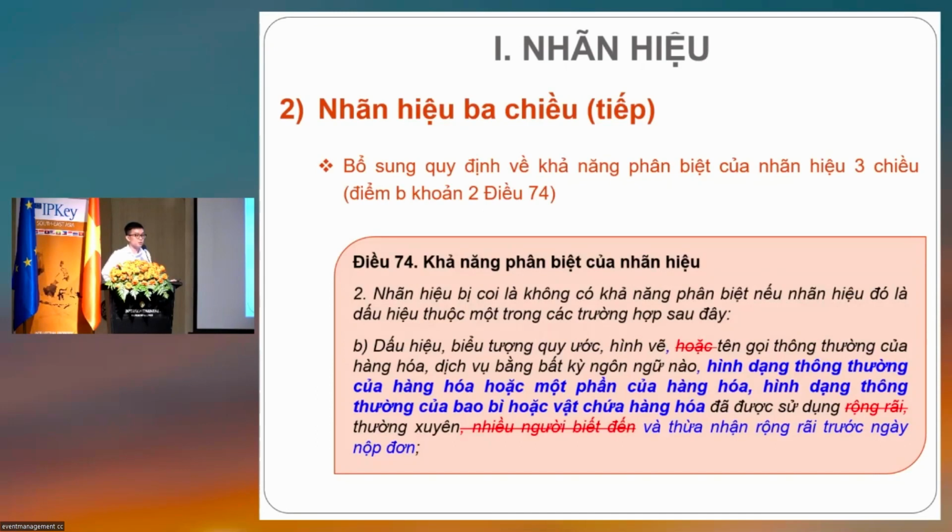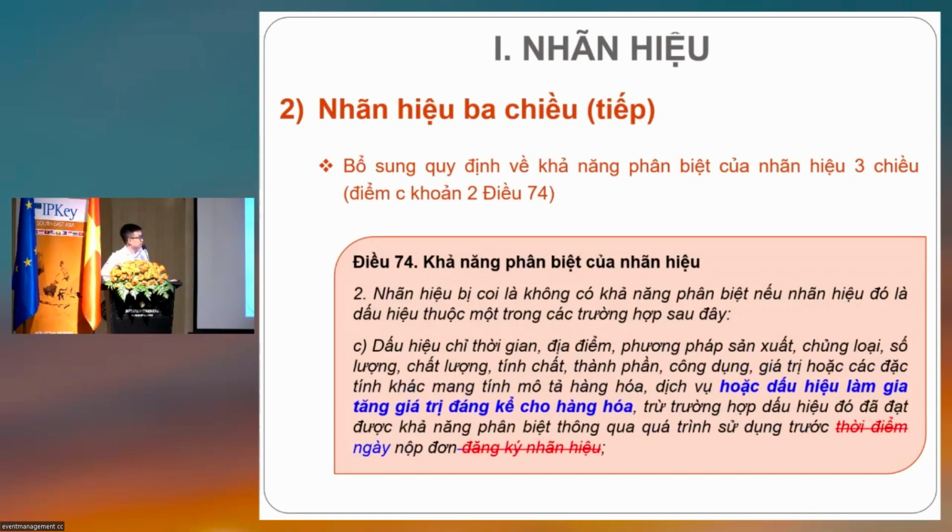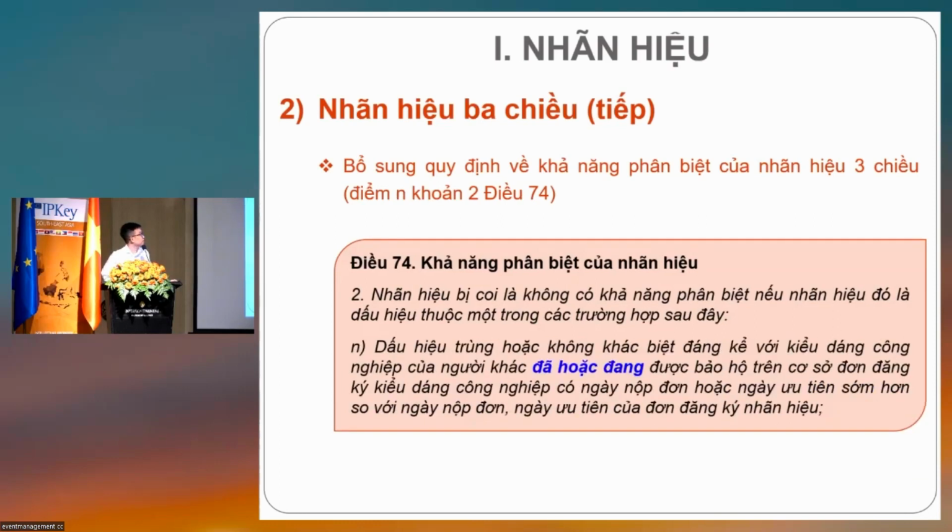So regarding the distinctiveness of 3D marks, for example, it's considered non-distinctive when it has the normal shape of the goods or part of the goods, or the normal shapes of the package or the containers, or point C, if the 3D mark just creates the value of the product, then it's not protected at all.